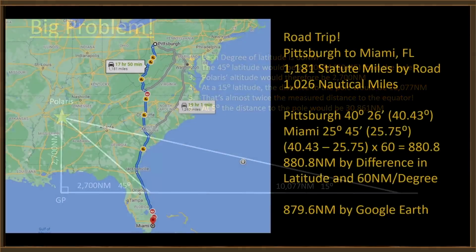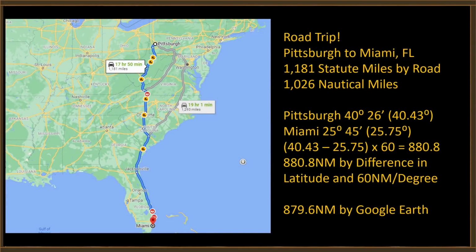Let's try taking a road trip. Now I got this off Google Maps. Let's take a road trip from Pittsburgh to Miami, Florida. The distance by road is 1,181 statute miles. That's 1,026 nautical miles. Keep in mind the road is not straight and it's going up and down hills. So you expect that road distance is going to be a little different than a straight line true distance.